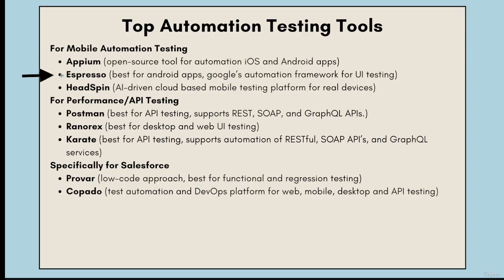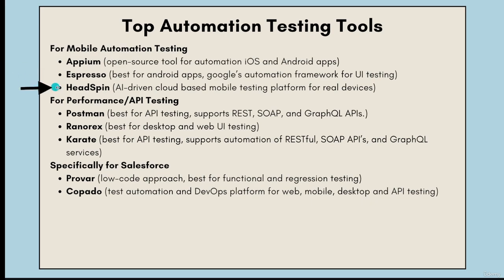Espresso. This one's best for Android apps, Google's automation framework for UI testing. It's open source. It supports Java and Kotlin. It's popular because of its fast test execution. It's built in with Android Studio, which is great for developers testing the app UI, the user interface.